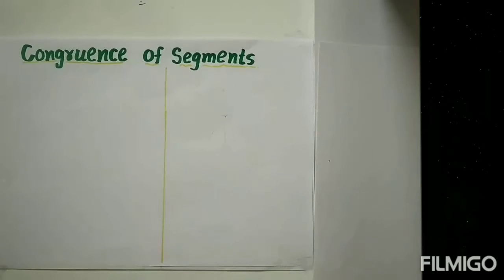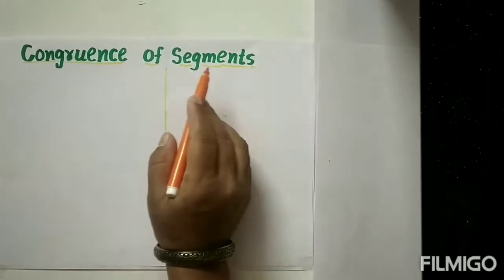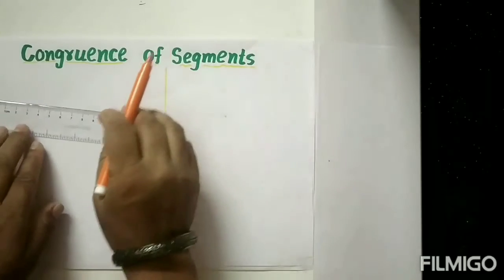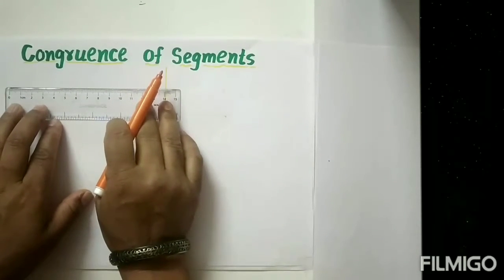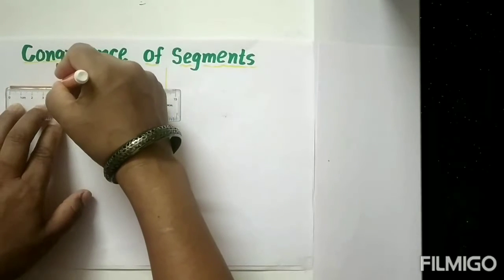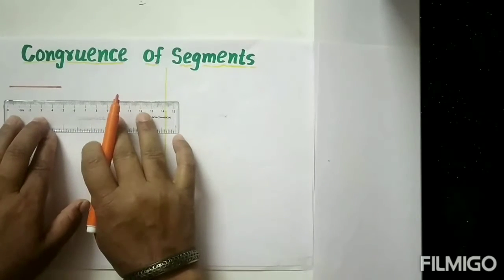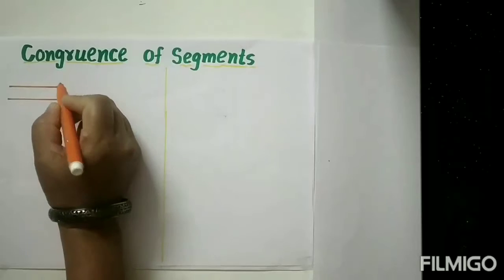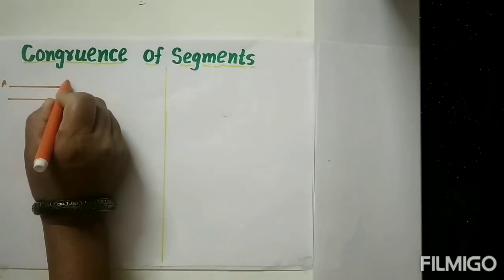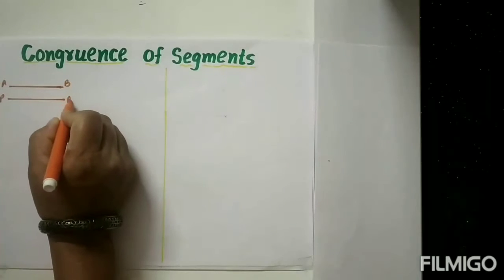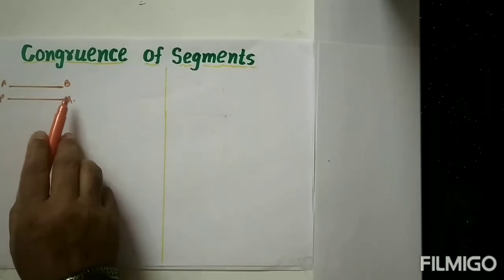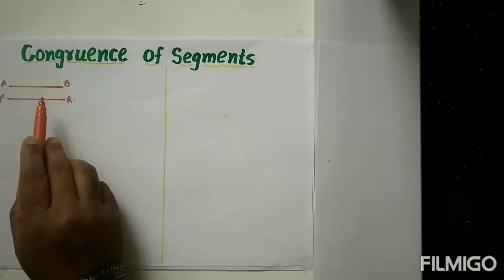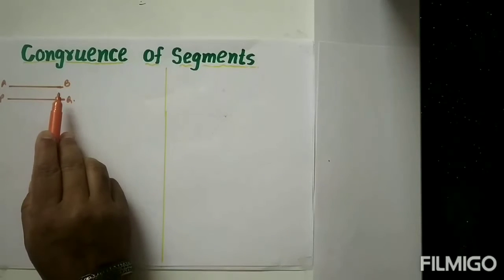Hello students, today we are going to study congruence of segments. First, we will draw two segments. Here, segment AB and segment PQ. This is segment AB and segment PQ. Now, if we place segment AB on segment PQ, they coincide exactly.